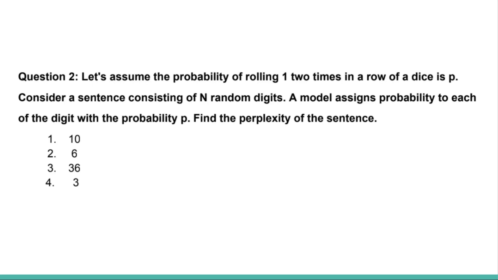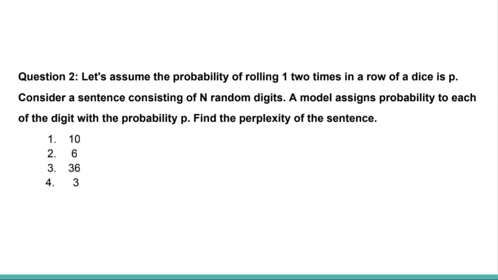So now that we have computed the probability, let's read the remaining problem. Here we are told to consider a sentence consisting of n random digits. So we are given a sentence which has n random digits, and the model is assigning a probability to each of the digits, and the probability value is p, which is the value we just computed, which is 1 by 36. So each of the random digits has probability value of 1 by 36.